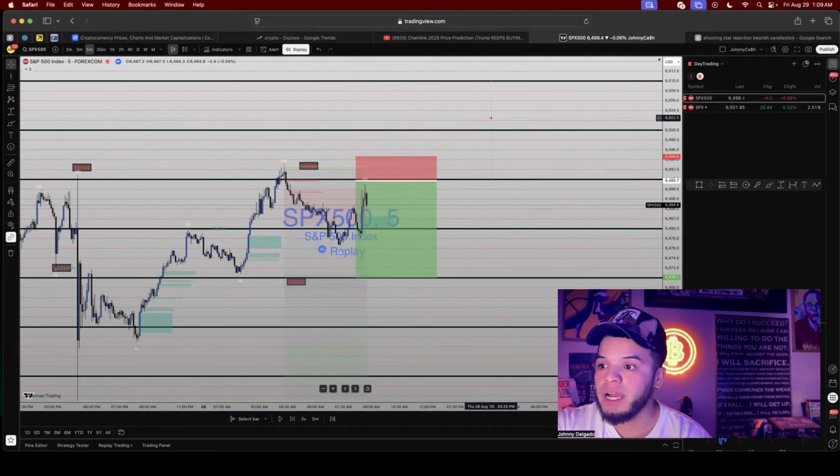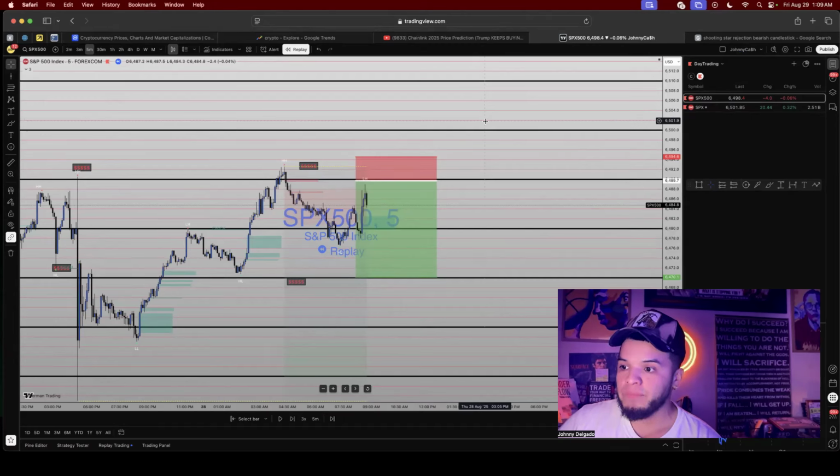Think like an institution, guys. An institution always likes to buy at a discount, sell at a premium. This is price action 101. This is smart money concepts 101 without getting too technical. I'm going to repeat it again. Institutions like to buy at a discount and they like to sell at a premium.